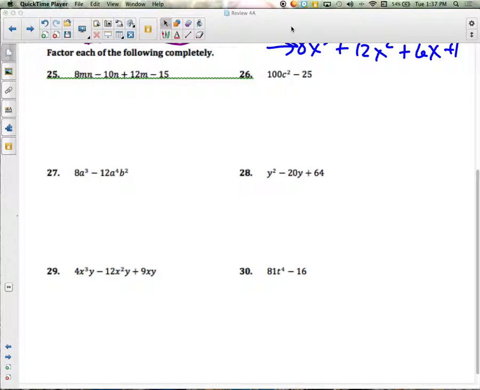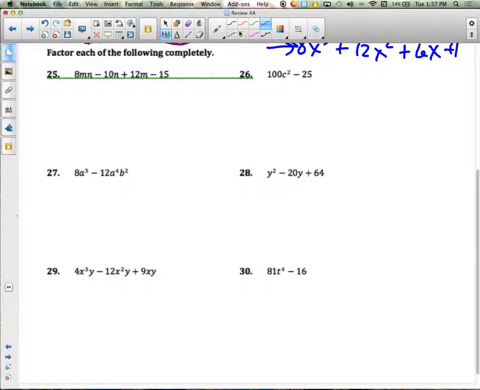Factor each of the following completely. Alright, so we're going to factor completely. There's all kinds of different factoring methods, so we've got to be able to look at a problem and figure out which method to use. So for this first one, I notice that there are 4 terms. Anytime I see 4 terms, I'm going to use grouping.